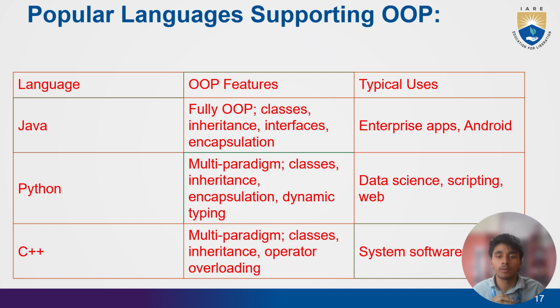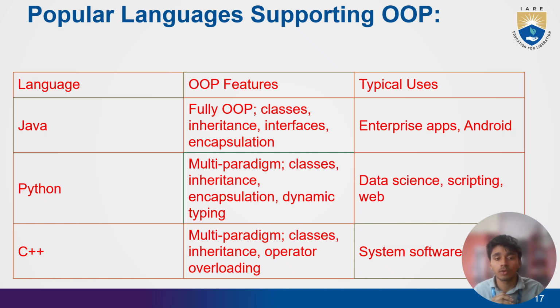Popular languages supporting object-oriented programming. Languages like Java, Python, and C++ support object-oriented programming. The features object-oriented programming provides in Java are fully object-oriented programming, classes, inheritance, interfaces, and encapsulation. Typical uses of Java are enterprise apps and Android.